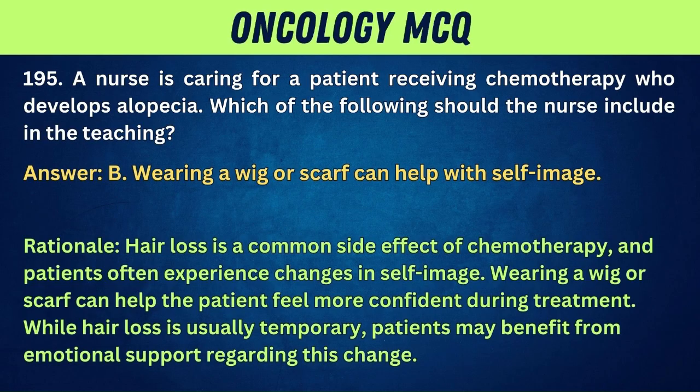Rationale: hair loss is a common side effect of chemotherapy and patients often experience changes in self-image. Wearing a wig or scarf can help the patient feel more confident during treatment. While hair loss is usually temporary, patients may benefit from emotional support regarding this change.